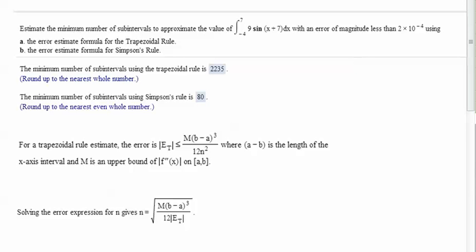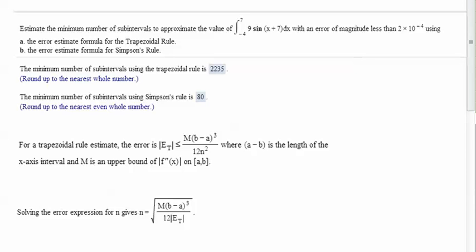Okay, in this problem, you're asked to estimate the number of subintervals to approximate the value of this integral from -4 to 7 of 9 sine x plus 7 dx with an error of magnitude less than 2 times 10 to the -4th. And you can either use the trapezoid rule or Simpson's rule. So I went ahead and checked my answers, and I got these two answers. I just want to show you how to get these.